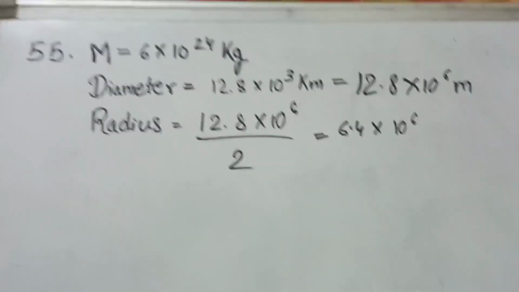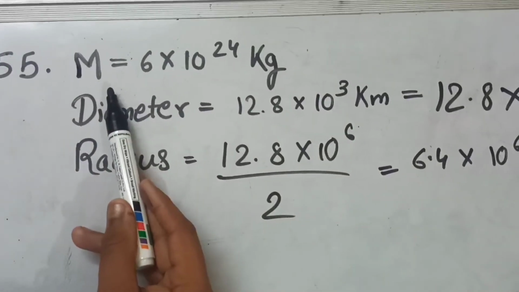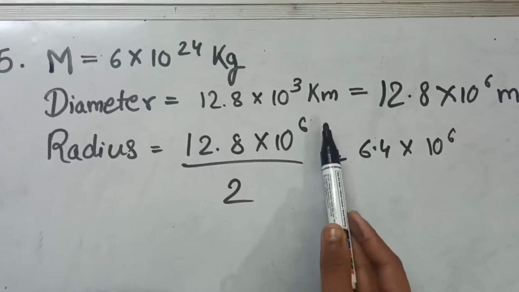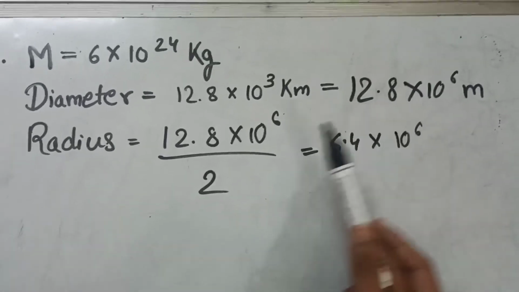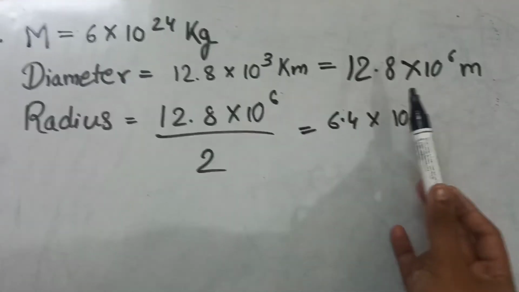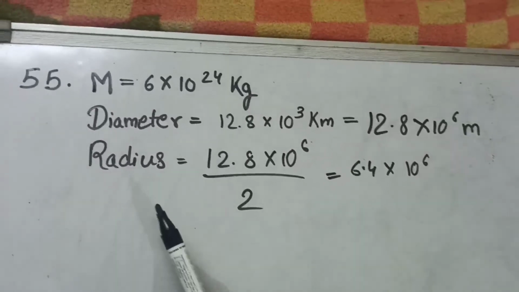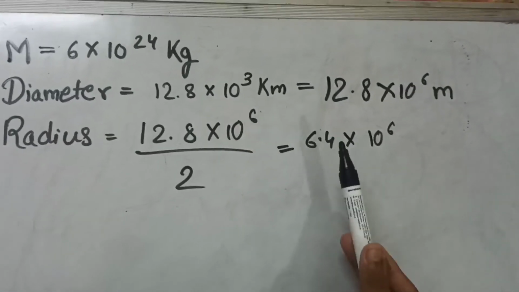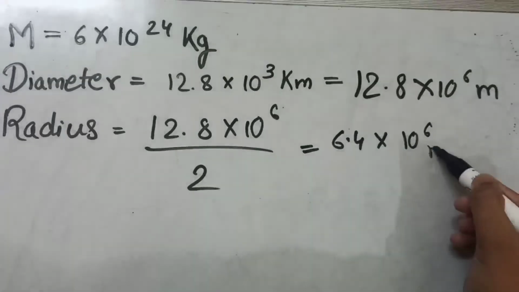Just one trick is there, that we have to calculate the gravitational force of a planet whose mass is given and the radius is not given, the diameter is given, that too in kilometers. So first we will convert that diameter from kilometers to meters. So that will be 12.8 into 10 to the power 3 kilometers, so it will be 12.8 into 10 to the power 6 meters. And then we will have to find the radius. Radius is half of the diameter, so we will divide the diameter by 2. So we get the radius 6.4 into 10 to the power 6 meters.